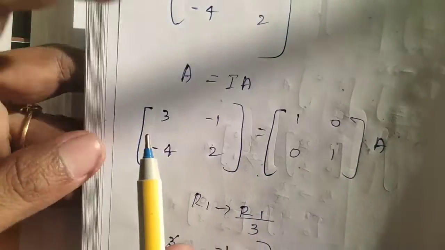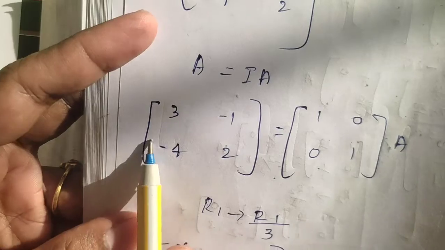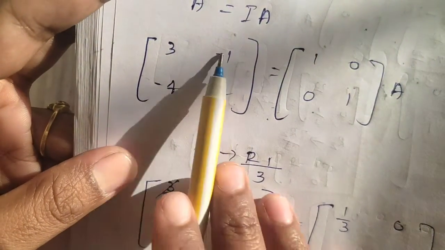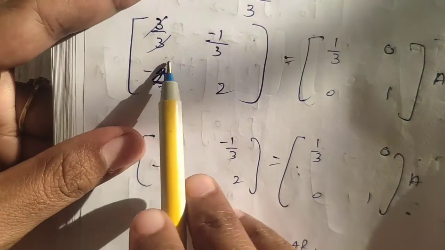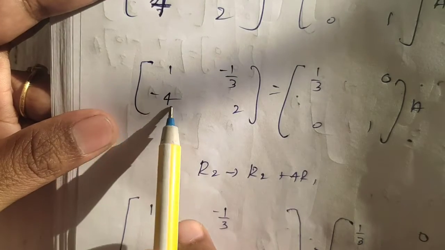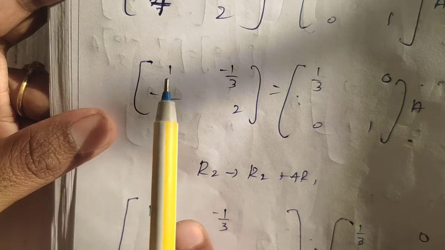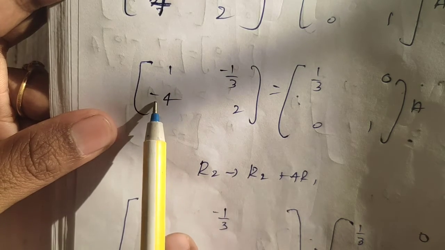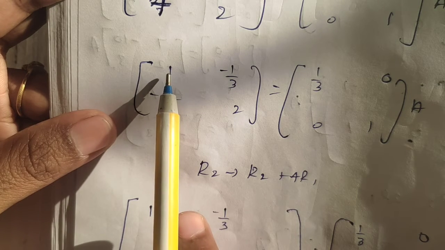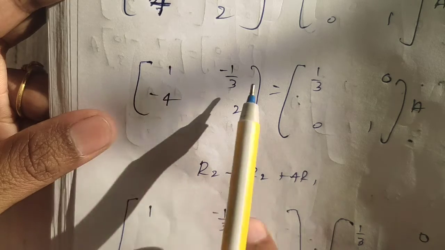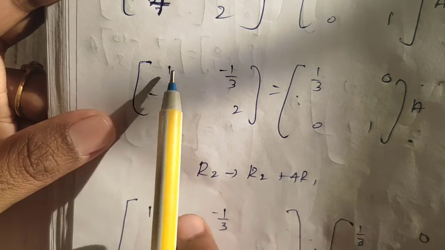Written. First step is how to make this 1. I'll just divide this by 3. R1 tends to R1 by 3. So 3 by 3, minus 1 by 3, 1 by 3, 0. So next step is we have to make this element 0. This element 0 we can make it with the help of R1. We have minus 4 here. To make it 0, I should add plus 4. So I'll multiply 4 with the R1 and add it. So R2 tends to R2 plus 4 into R1.